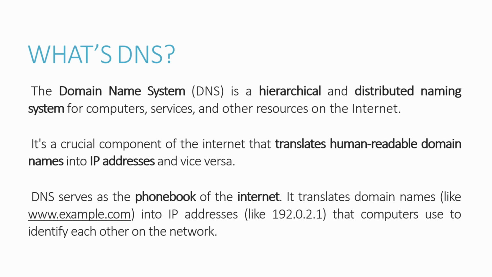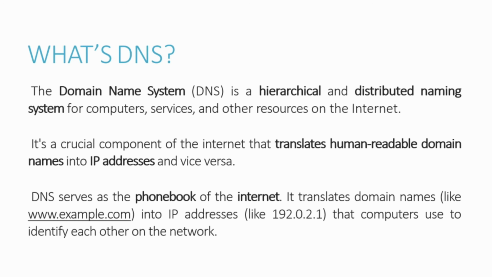What's DNS? The Domain Name System. DNS is a hierarchical and distributed naming system for computers, services, and other resources on the internet. It's a crucial component of the internet that translates human-readable domain names into IP addresses. DNS serves as a phone book of the internet. It translates a domain name like www.example.com into IP addresses like 192.0.2.1 that computers use to identify each other on the network.